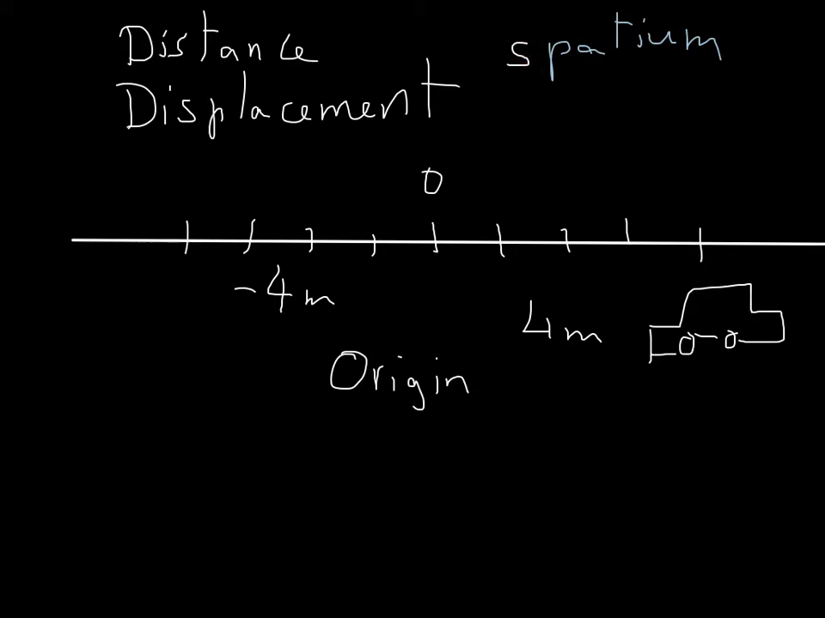Now displacement, we're going to represent it with the letter X. Now, when we're talking about displacement in 2 dimensions, or 3 dimensions, or even 4 dimensions, we're going to use the letter R instead, with a little arrow on top, because it's a vector. But for the moment, we're just going to restrict ourselves to distance, S, displacement, X.